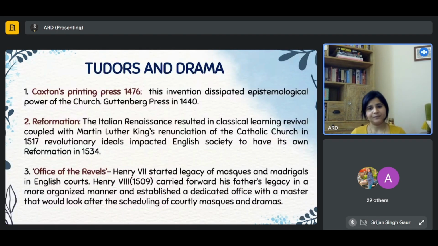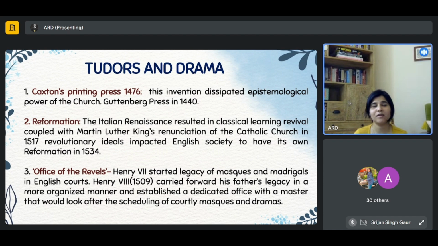So moving forward, let's stop beating around the bush and come to the Tudor period. How did this drama come into being? How was the shift from the cyclical plays and miracle plays to a permanent settlement and properly established Elizabethan drama? First and foremost was, of course, the Caxton printing press.